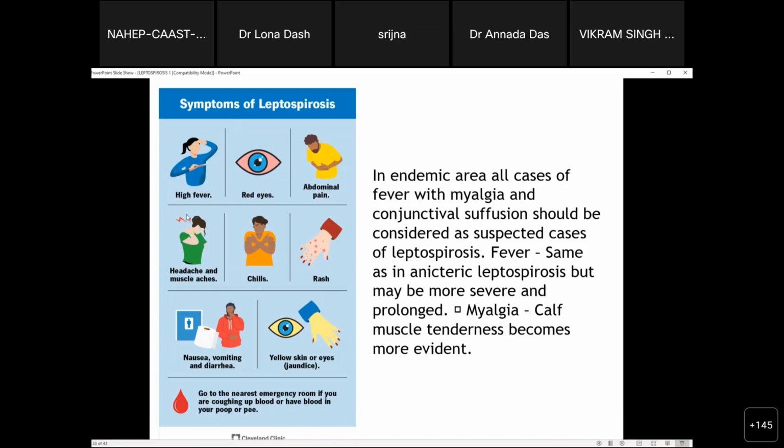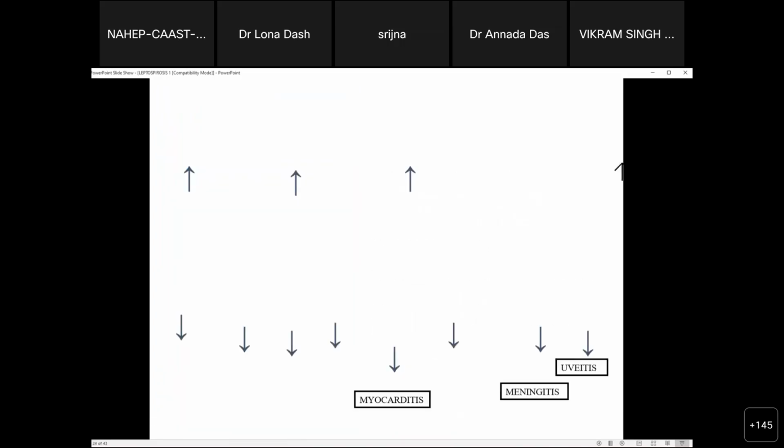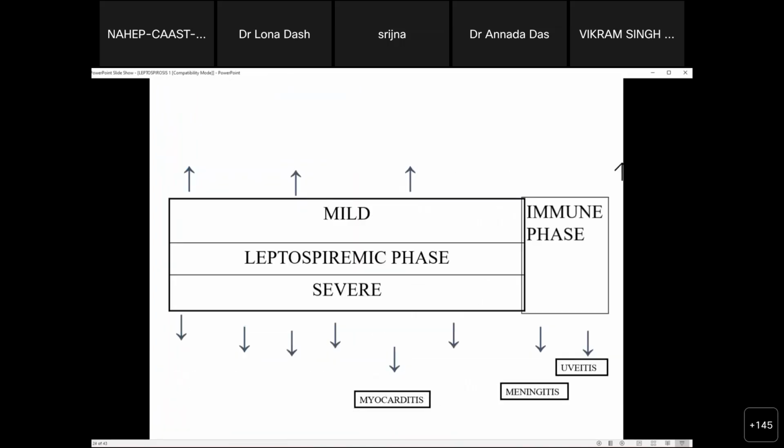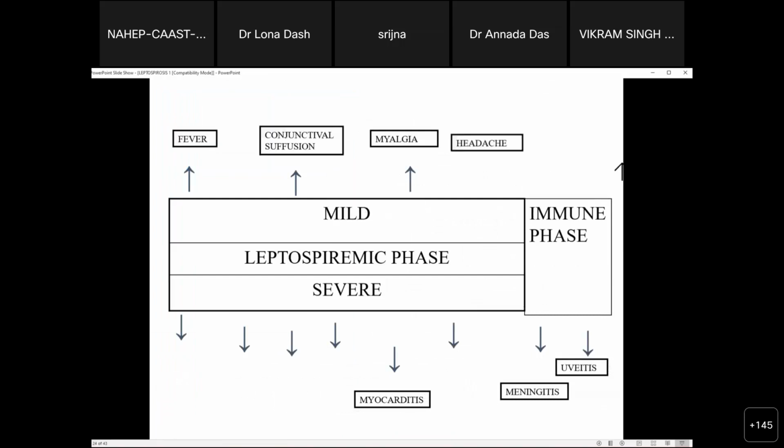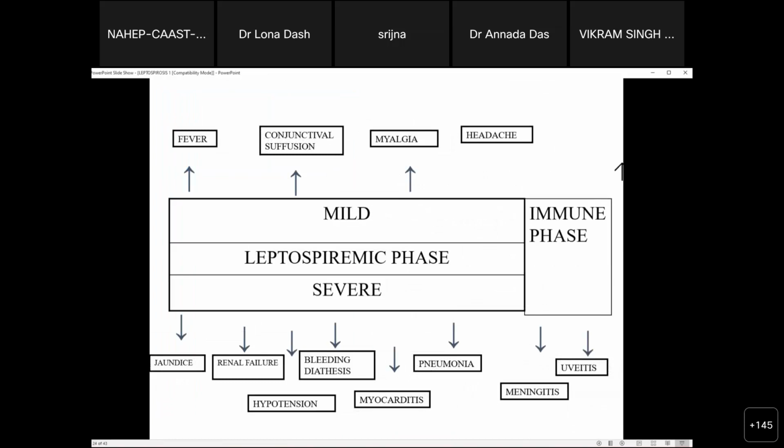As you can see in the picture here. Sometimes the patient can have headache, chills, rash, nausea, vomiting, and diarrhea. Jaundice develops in the icteric type of leptospirosis. Here we have a picture which tells us the various types and various symptoms.